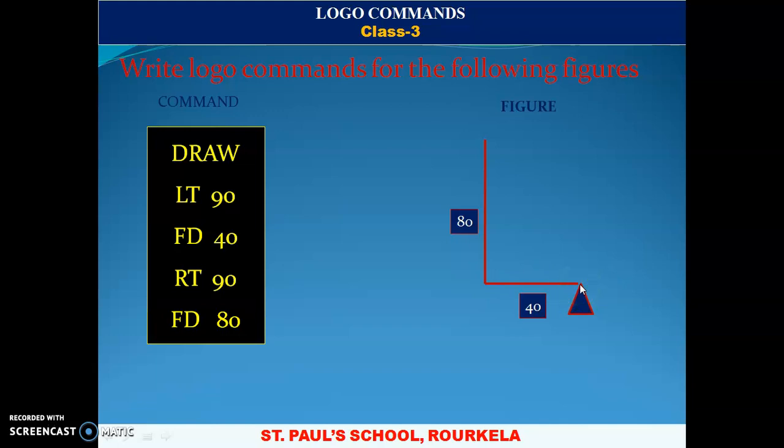First I will use LT90. When you use LT90, it will turn the turtle to its left side. It will turn like this, and then your face is in this direction, the left direction. Then we use FD40. FD40 means it will move the turtle to here and draw the line.